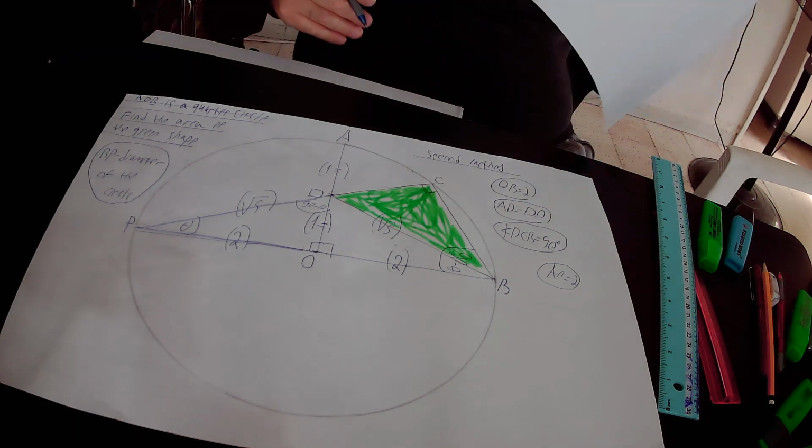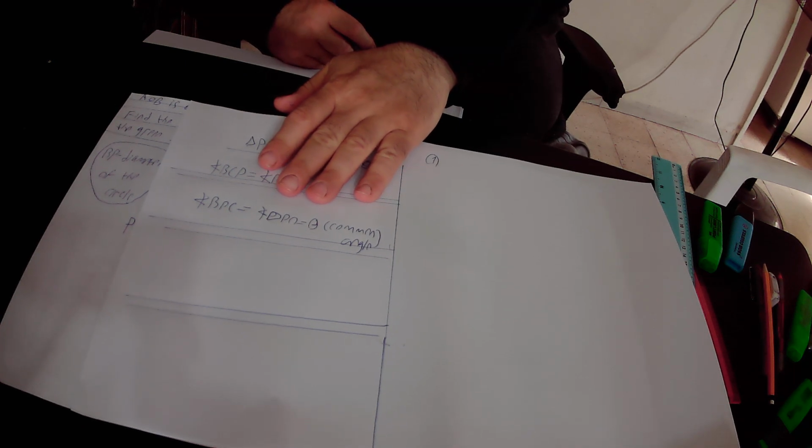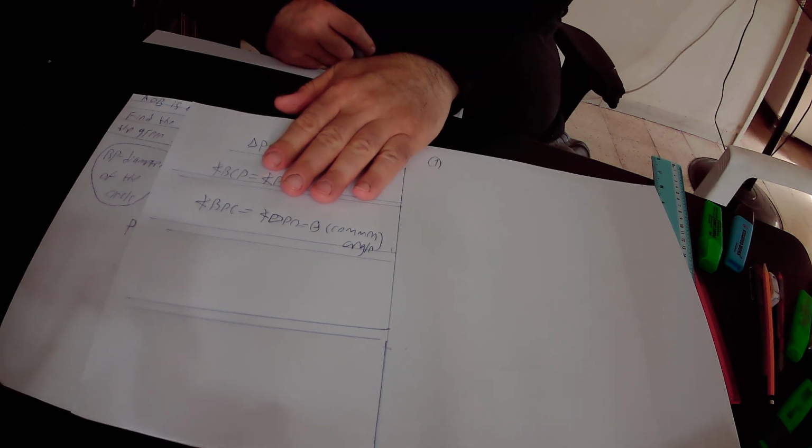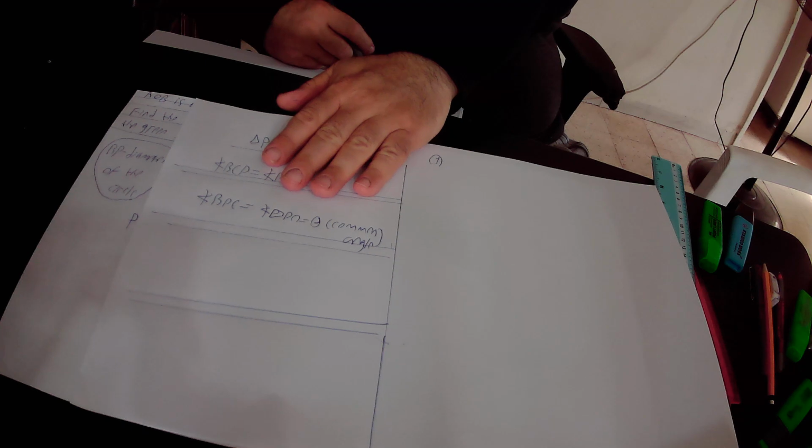Repeat again. This equation means that angle theta equals itself. We just call angle theta by two different names. So angle theta equals itself is a common angle that belongs to both triangles.